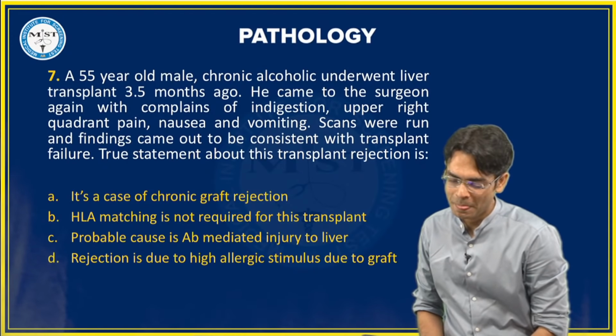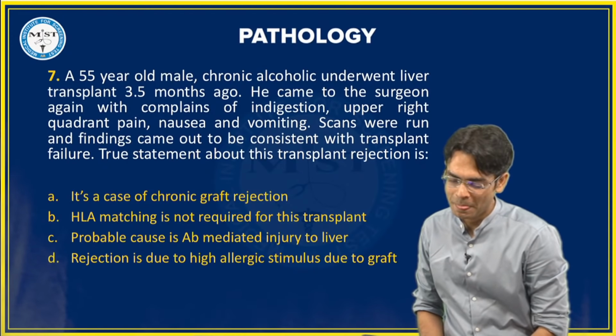Yes beta, look, whenever we are talking, the first thing we have to find out is what kind of graft rejection it is. As I said, there are 3 kinds of graft rejection: hyperacute, acute and chronic. Hyperacute graft rejection, as we have discussed already, happens within minutes to hours. जैसे ही आप graft लगाओगे reject हो जाएगा.